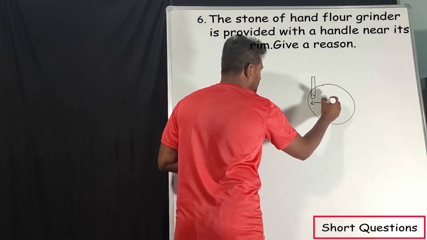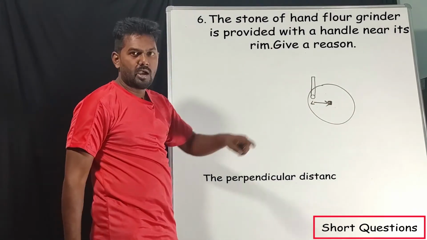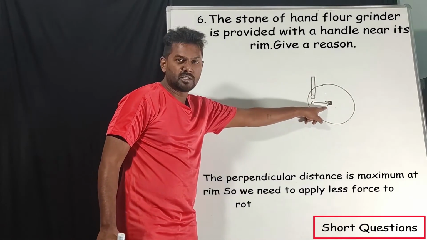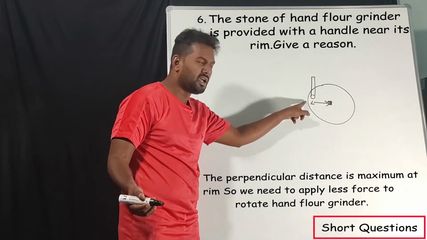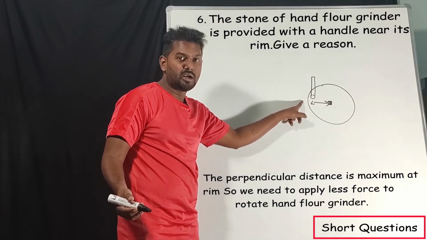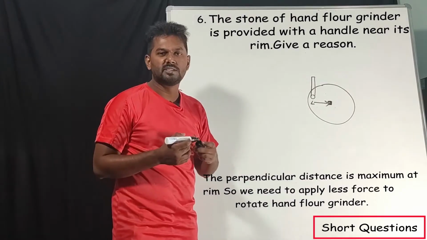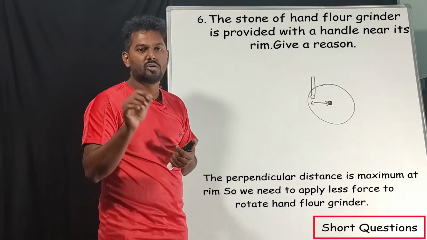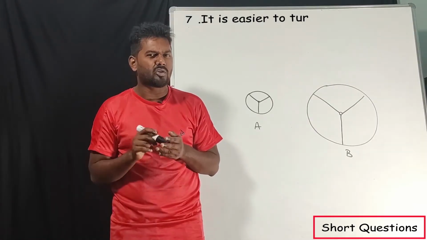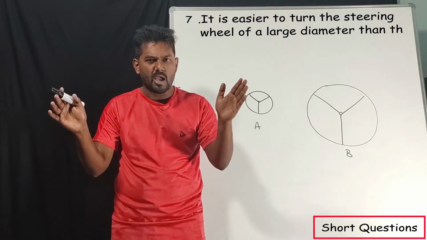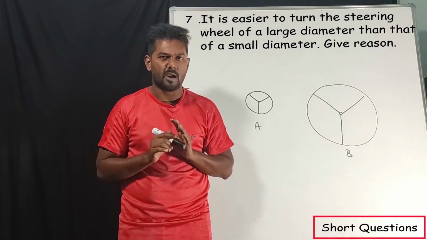So now see the perpendicular distance. Now the perpendicular distance is maximum, correct, near to the rim. So it is easy to rotate the stone grinder. It is easy to rotate a steering wheel with a larger diameter than a smaller diameter.